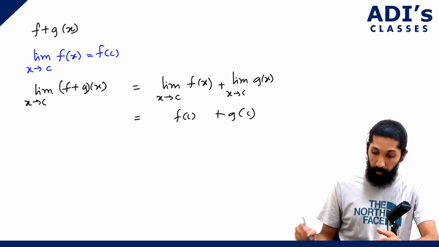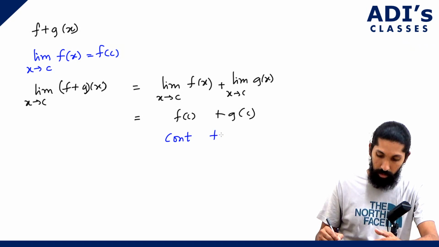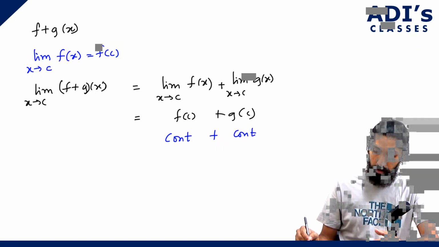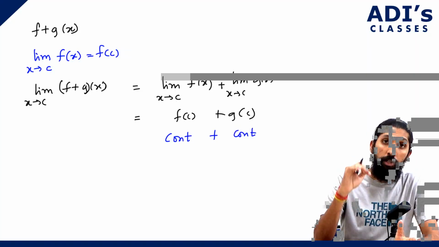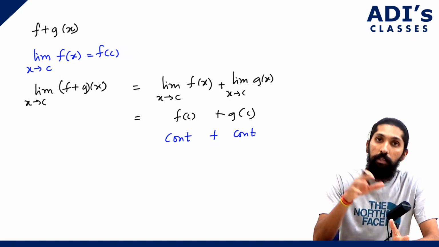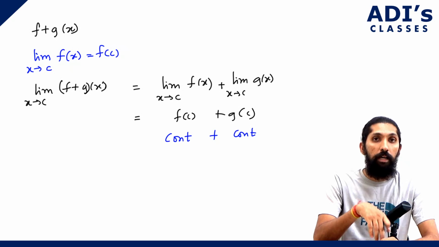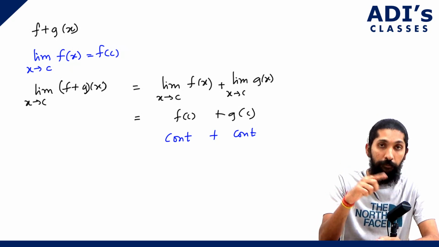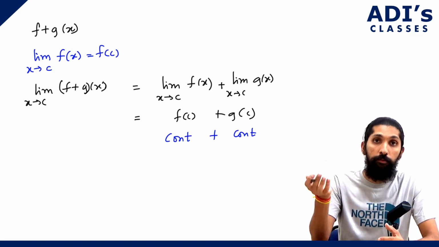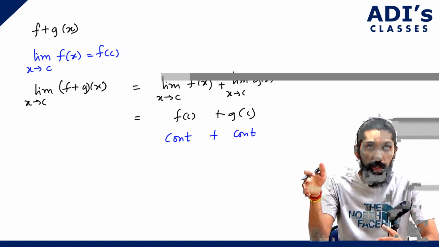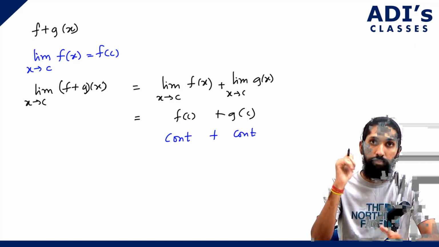Now what are we doing? We are adding two continuous functions, isn't it? So this is continuous plus this is also a continuous function. So when we have f of c and g of c, since both of them are continuous, the sum of them will also be continuous. So what we mean by this is, if you have two functions f and g which are continuous at c, then the sum of those two, that is f plus g of x, will also be continuous at x is equal to c. Understood?